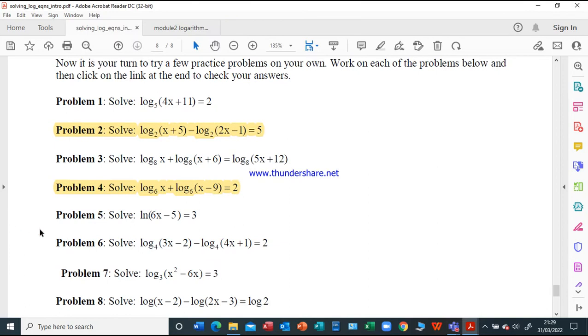Okay, so let's conclude with number 6. Number 6 is in the same realm. So do number 6 again. I want you to do number 6 just to be sure that you are very comfortable with the rules. Number 6: log base 4 of 3x minus 2 minus log base 4 of 4x plus 1 should give us 2.